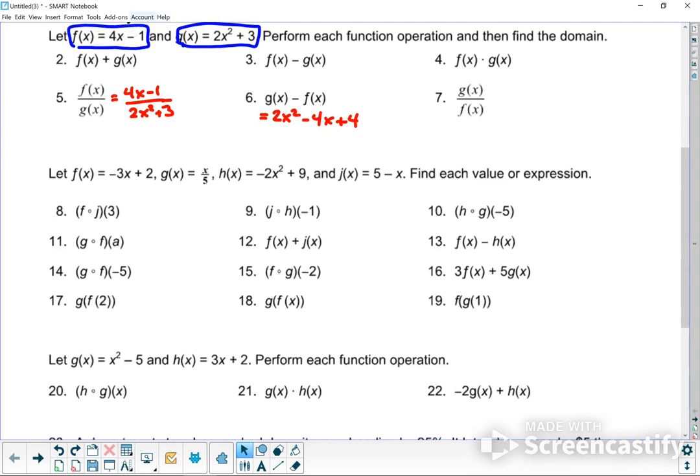Okay, lastly we have g of x divided by f of x. g of x is 2x squared plus 3, and f of x is 4x minus 1. And again, you can't do anything with that.